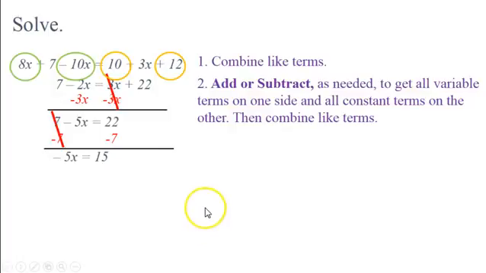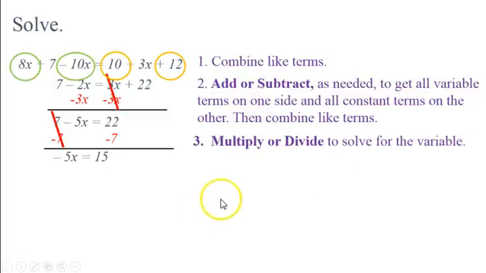Now my next step is going to be to multiply or divide to solve for the variable, since I have all my constants on one side and all my variables on the other. So when I do that, I'm going to divide by a negative 5, and you can't forget your negative sign again. You've got to make sure you really watch out for those, because that's where most of the mistakes happen, is when we miss a negative sign. So I divide by negative 5 on both sides. These cancel out, and then I'm left with x is equal to a negative 3.